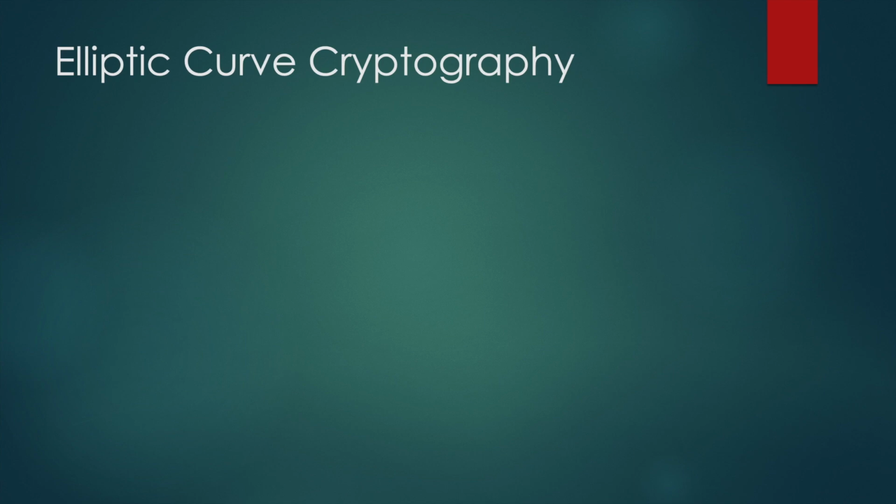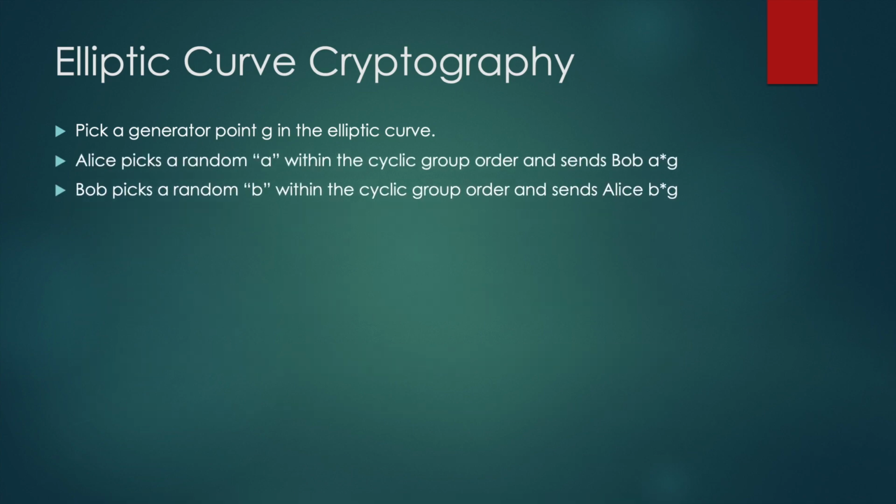The process of performing the elliptic curve Diffie-Hellman exchange is as follows. We pick a generator point G in the elliptic curve. Alice picks a secret random A within the group order and sends Bob A times G. Bob also picks a secret random B within the group, and he sends Alice B times G. Together they compute the shared secret A times B times G without ever exposing their secret keys A and B.